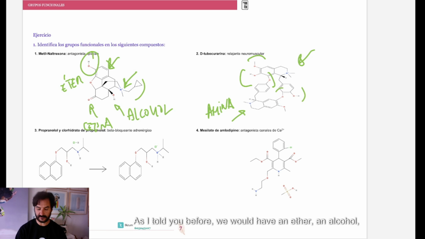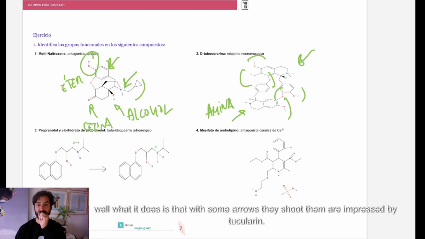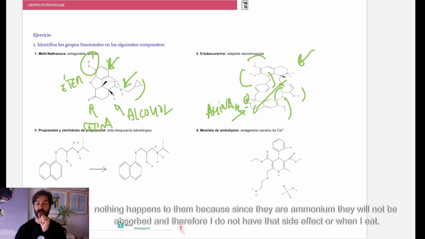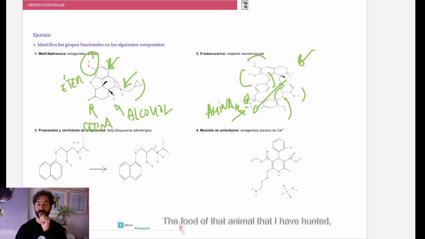As I told you before, we would have an ether, an alcohol, another phenolic ether, another alcohol, another phenolic ether, and another ether. Here I told you that it was a very beautiful molecule, because it seems that it is not completely symmetrical. To hunt in the Amazon jungle, they shoot arrows impregnated with tubocurarine. If by chance they get the poison to swallow it, nothing happens to them, because since they are ammonium, they will not be absorbed. So I do not have that side effect when I eat the food of that animal that I have hunted, even if it has D-tubocurarine, it would not affect me orally, okay?